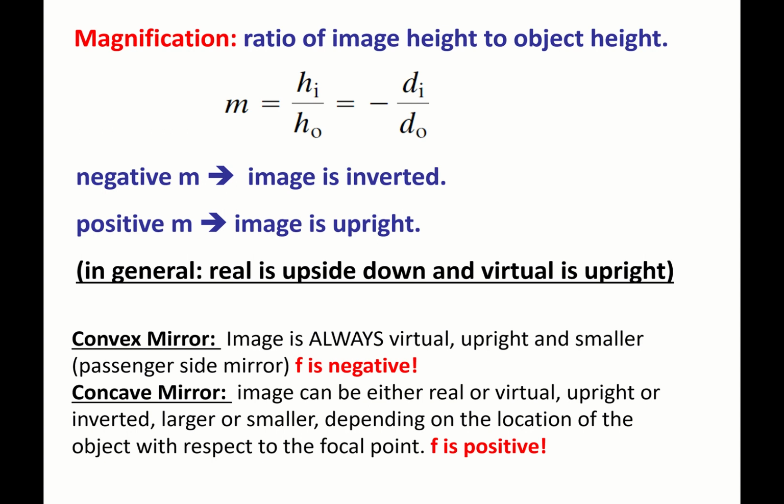So for a convex mirror, the image is always virtual, upright, and smaller. That's like the passenger side mirror on your car. And when you put it into the equation, you always have to have that F as negative.